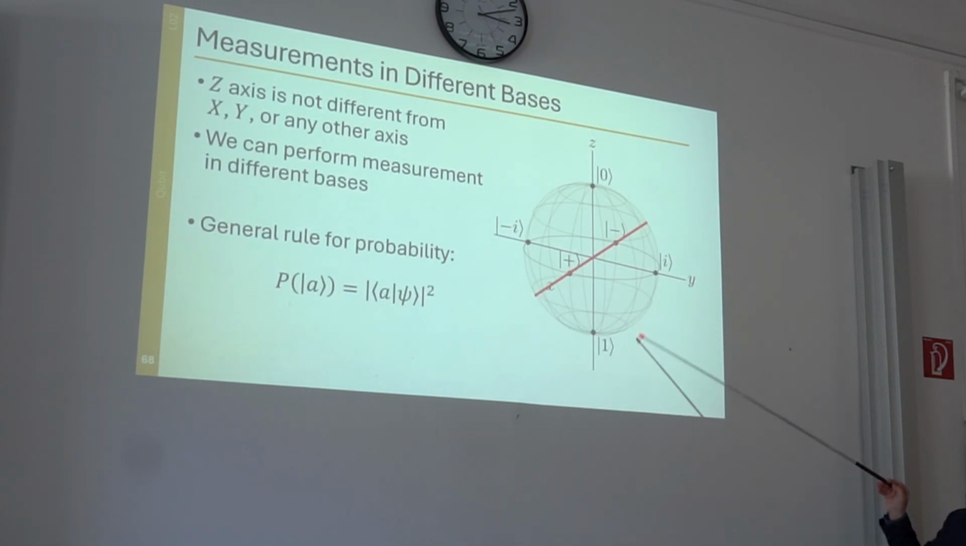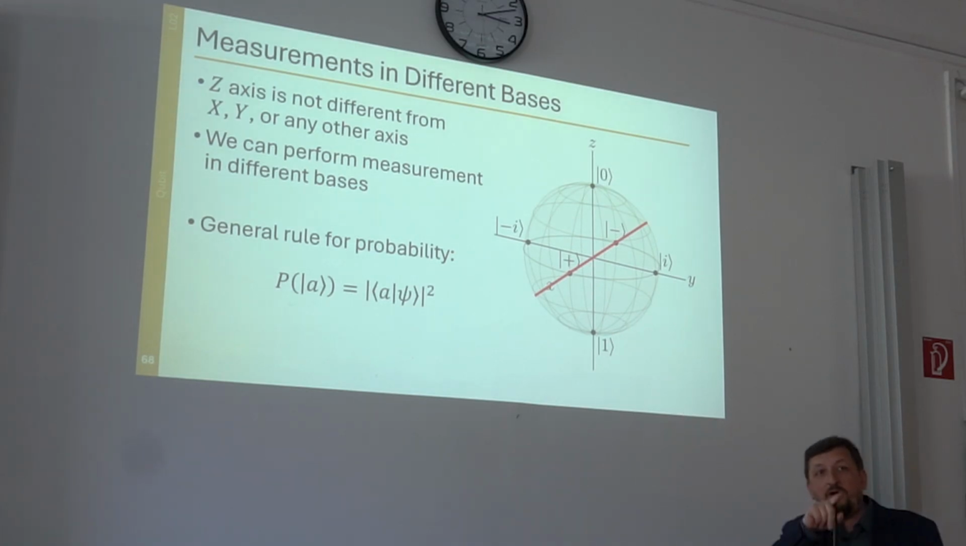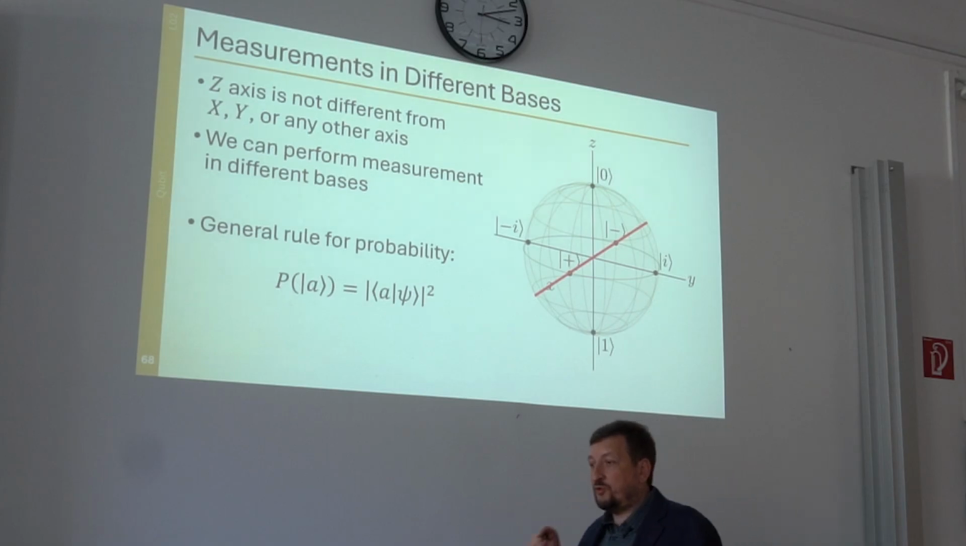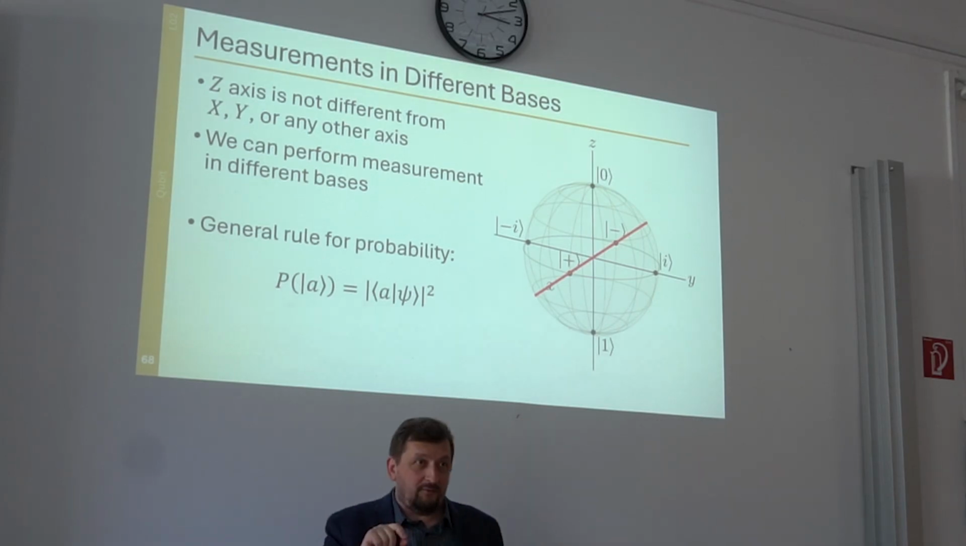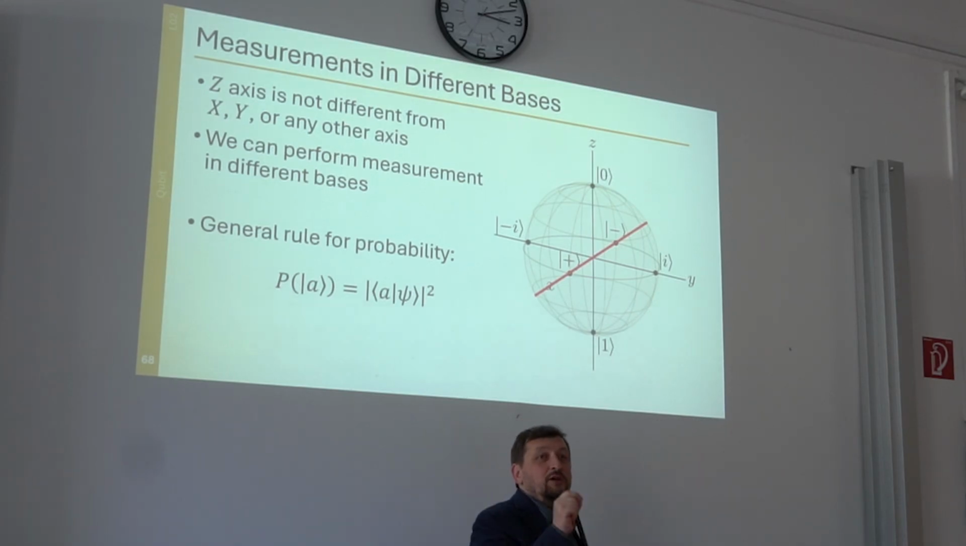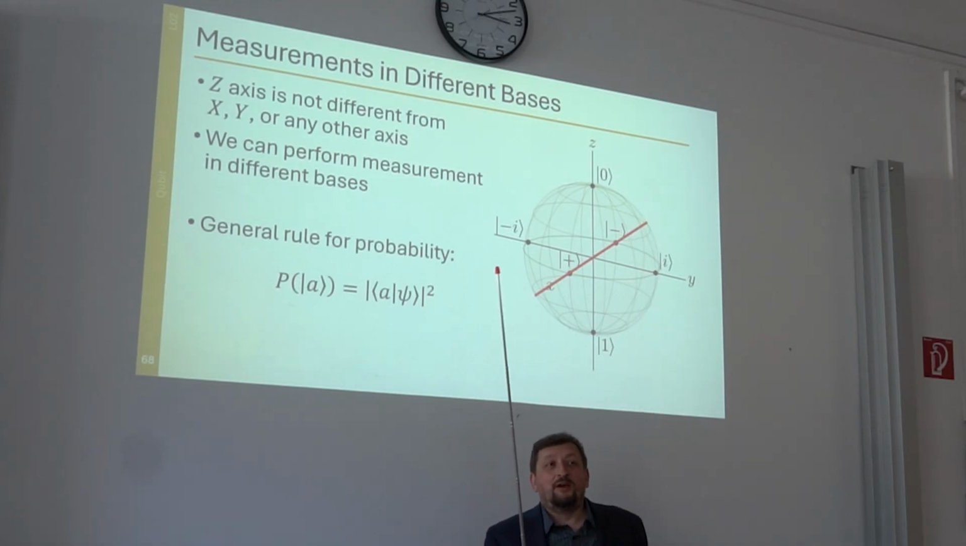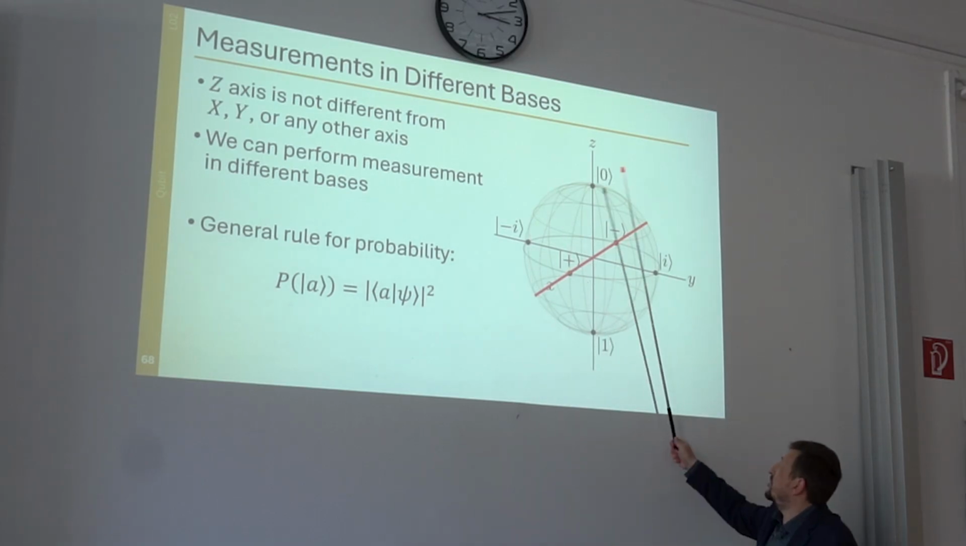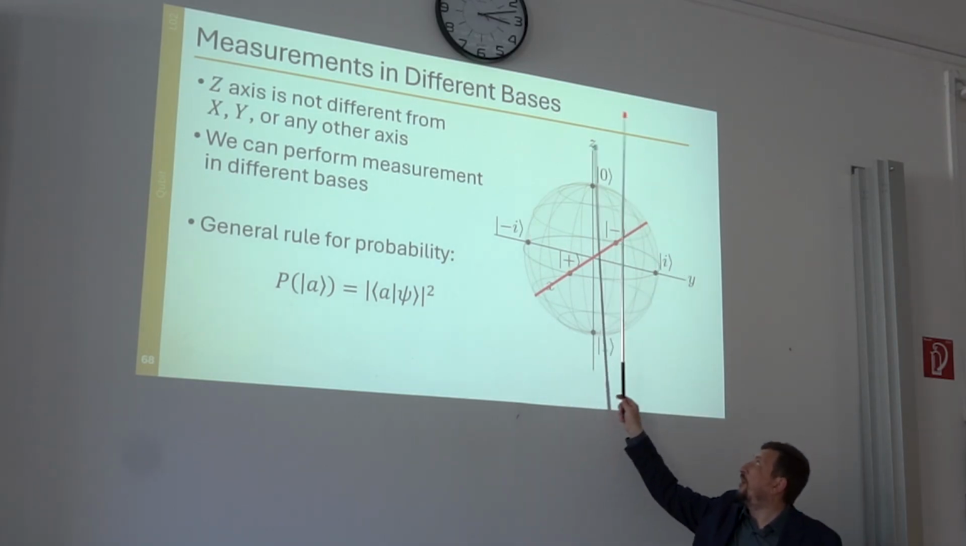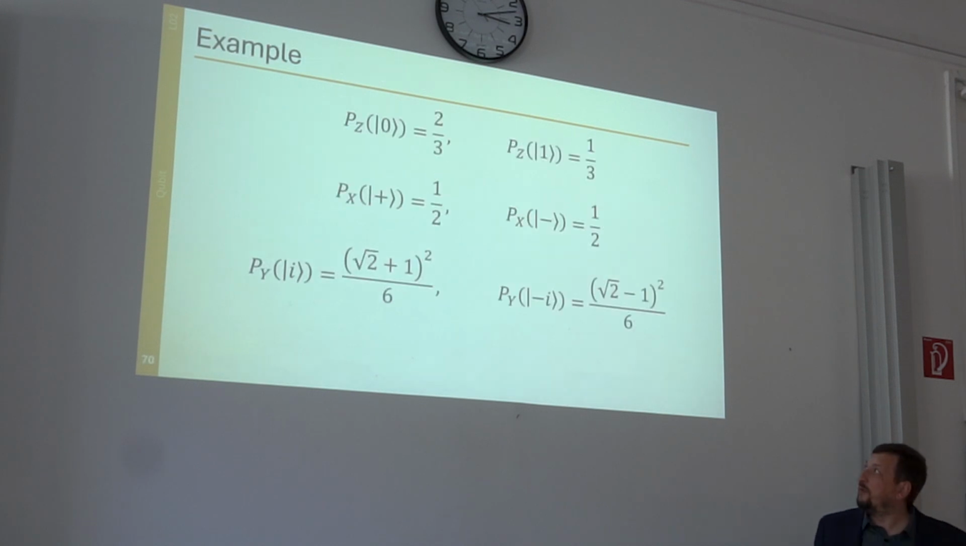So we can choose different axes for measurement. Now, the quantum computers on which you will be working can physically measure only on the Z axis, or only in the Z basis. But there are tricks for how we can simulate measurements in different bases and actually measure a projection on any axis we want.